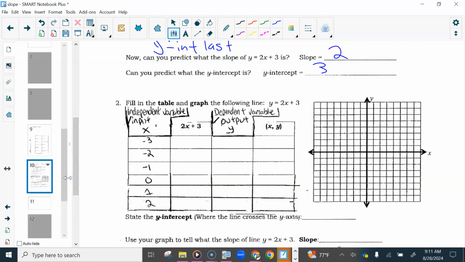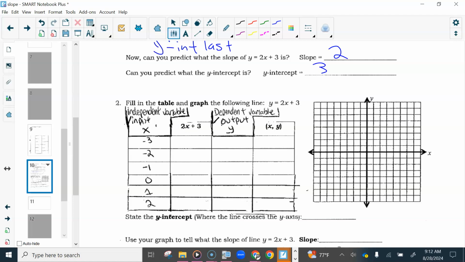And you could do this for any equation, any graph. So we have this table where we're given some inputs, some x values, independent variables. You can pick these at random. I would say pick some negatives, pick some positives, put 0 in there. Doesn't have to be 6, it could be 5, but you need at least some negatives, some positives, and the 0.